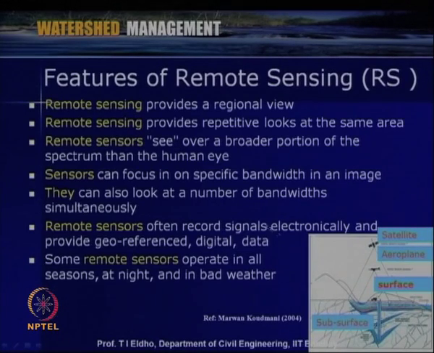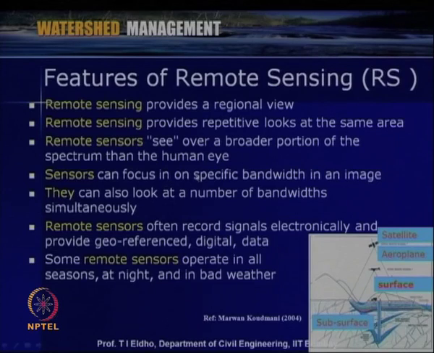Another important aspect is that it provides repetitive looks at the same area. Once the satellite passes over, after a few days, say 1 week or 2 weeks, the satellite may pass over the same area again, so we get the data in a repetitive manner. Remote sensors also see over a broader portion of the spectrum than the human eye. From an aircraft we can see a larger area, and a satellite, which is further above, gets a much broader portion of the area. At a watershed or river basin scale, we can easily get the data required for various hydrological modeling or development of watershed management plans.